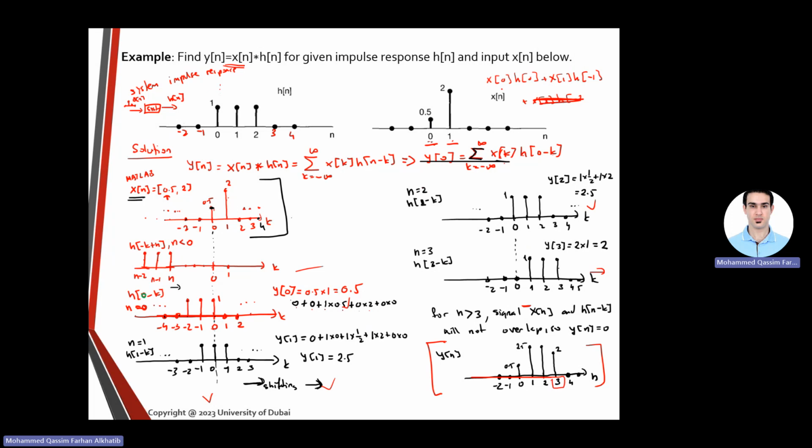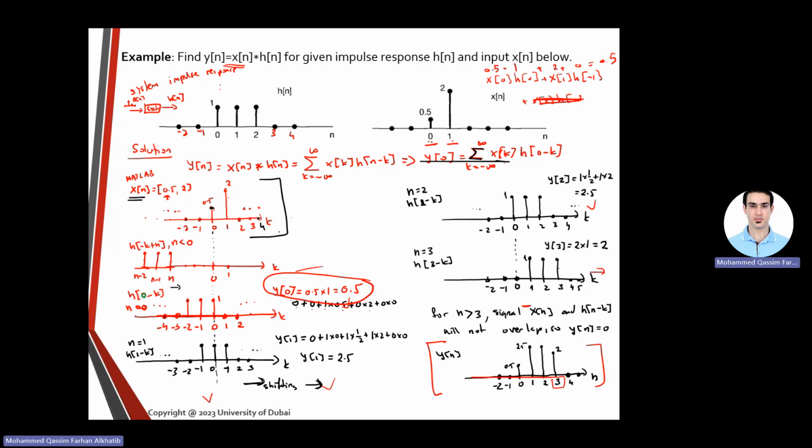What about x of 0? How much? 0.5 times h of 0, how much? It's 1, plus x of 1 is how much? 2, times h of negative 1, which is 0. So you have 0.5. There you go. That's the first answer. That's for y of 0.